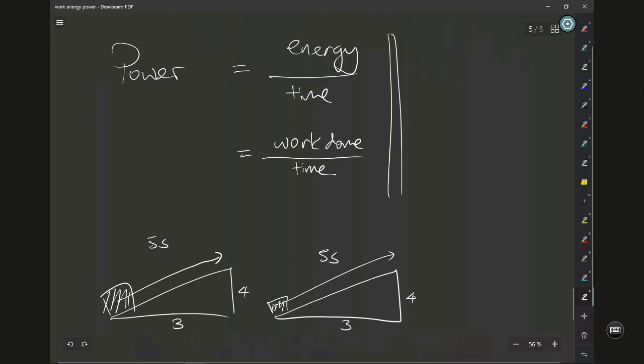We know that this bus is more powerful because it's able to do much more work in a shorter amount of time. Because in the entire process it's carrying more mass, but within 5 seconds it can do that. Okay, so that's the idea for power.